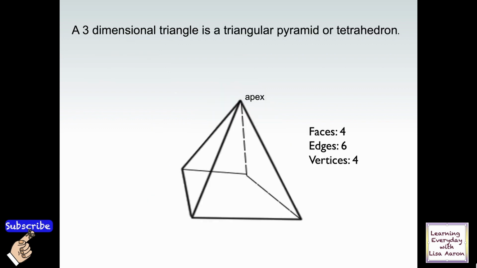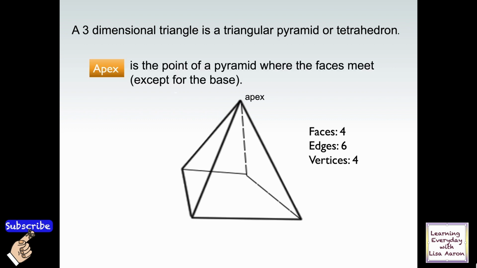Here's a 3-dimensional triangle. It's a triangular pyramid or a tetrahedron. At the very top is the apex. The apex is the very point at the top. The faces, those are the sides of this pyramid. There's 4 faces. The edges are where the faces meet, and the vertices are the corners.